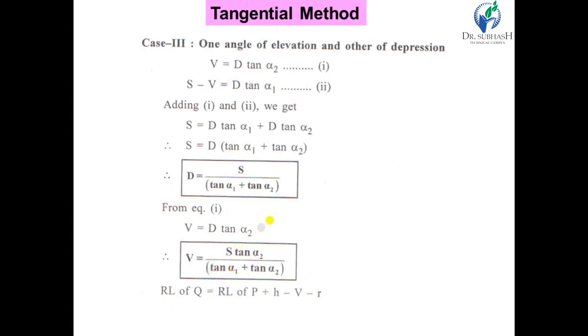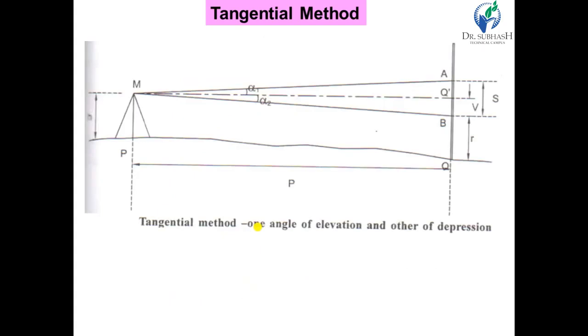RL of Q is equal to RL of P plus H minus V minus R. RL of Q is equal to RL of P plus H minus that distance V minus R. So we can get the value of Q.